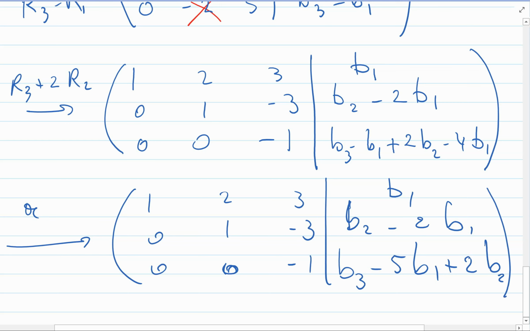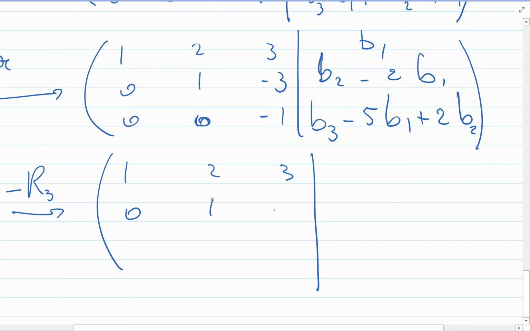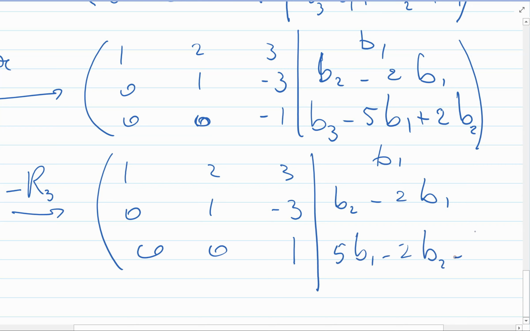Okay, so now let us multiply R3 by minus 1 to have a leading coefficient equal to 1. So we get 1, 2, 3, 0, 1, minus 3, 0, 0, 1. Okay, so we have b1, b2 minus 2b1, and let us put it in a nice order, which is 5b1 minus 2b2 minus b3, because I multiplied by minus.